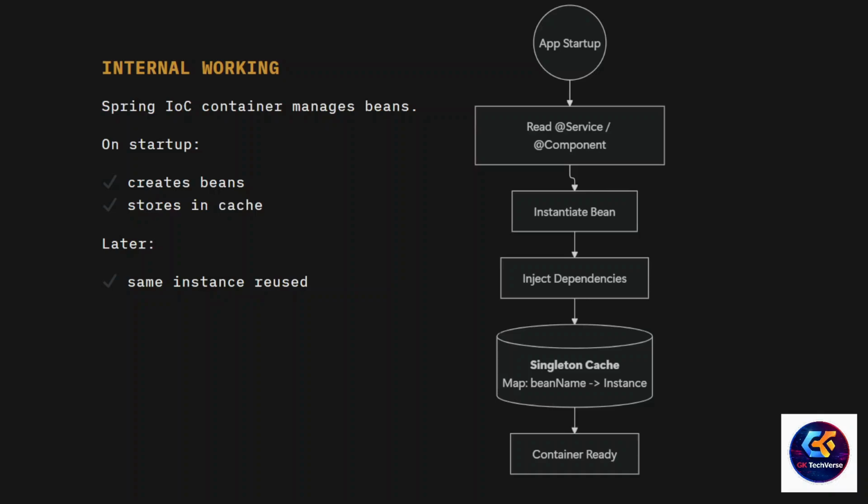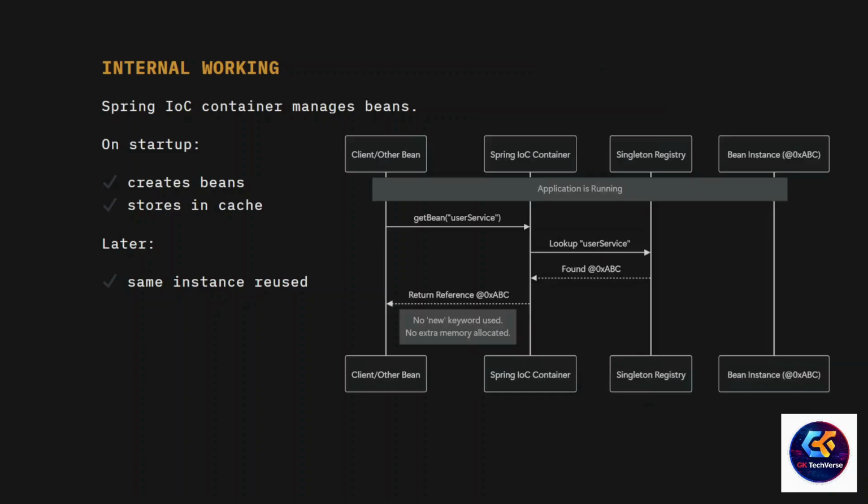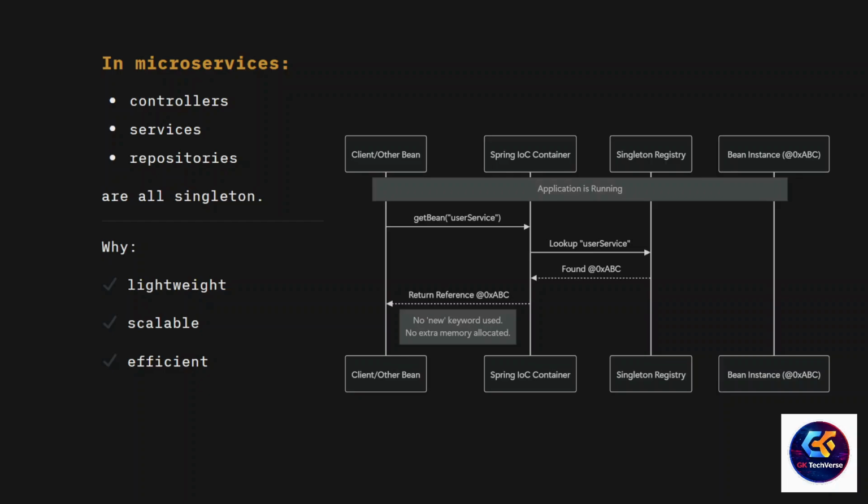If you see the internal working of Spring, the Spring IoC container manages beans. When you start the application, it will create the beans and store them in a cache. So once a bean is created, whether it is one request or multiple requests, the same instance will be reused. In real enterprise solutions, in microservices, all the controllers, services, and repositories are singleton. Why? To make them lightweight, scalable, and efficient.